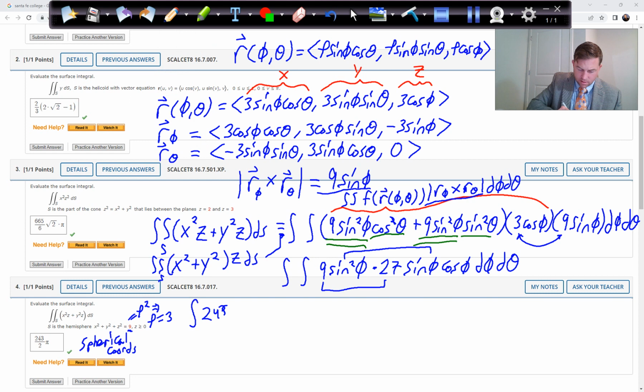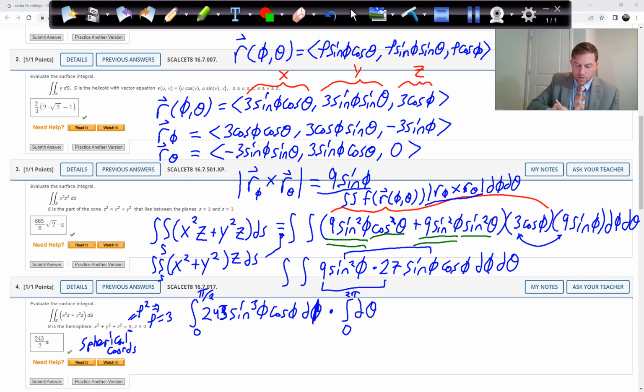We're going to write this as 243, that's 9 times 27, sine cubed of phi times cosine phi d phi times antiderivative of just d theta. And phi in this case is going to go from 0 to pi over 2, and theta is going to go from 0 to 2 pi.